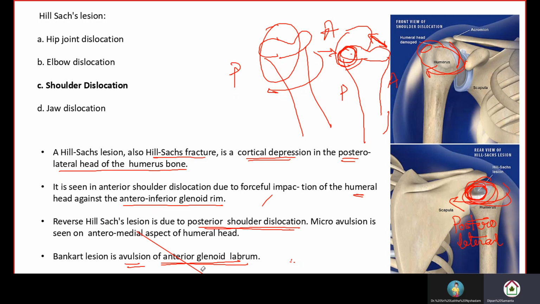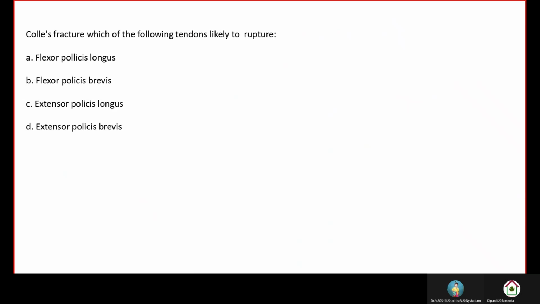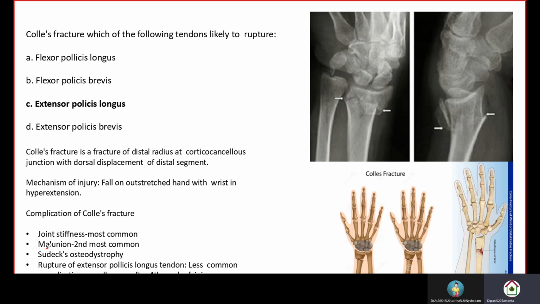So next question. Regarding Colles fracture, which of the following tendons is likely to rupture? Flexor pollicis longus, flexor pollicis brevis, extensor pollicis longus, extensor pollicis brevis. And the answer will be extensor pollicis longus.